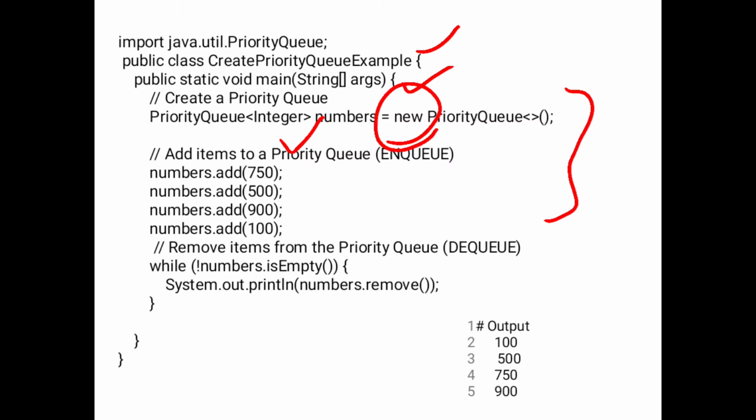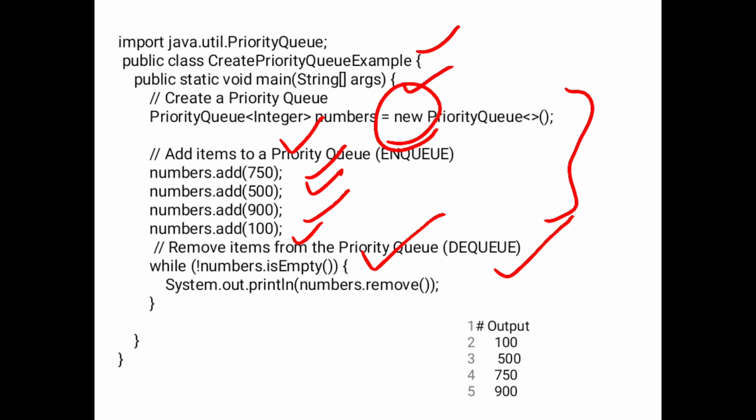Here we add the elements 750, 500, 900 and 100. These are the elements added into the queue. Then the concept of priority is to remove the elements. Why? Because these elements are arranged in order based on priority. To apply this, we use the statement while not equal to, that means while numbers is not empty, that means until the queue is empty. That many times.